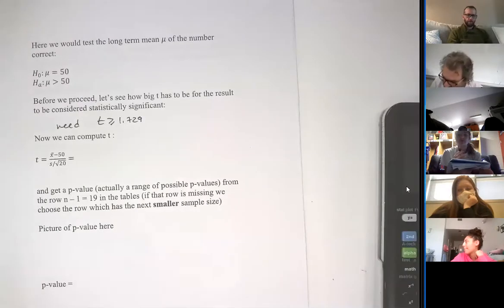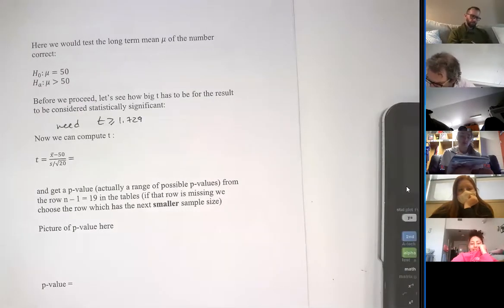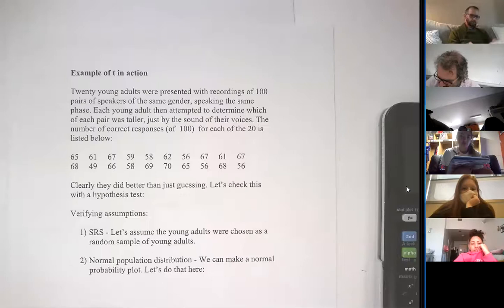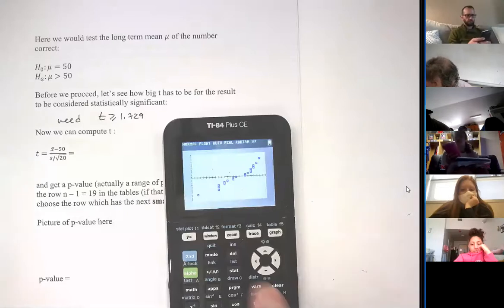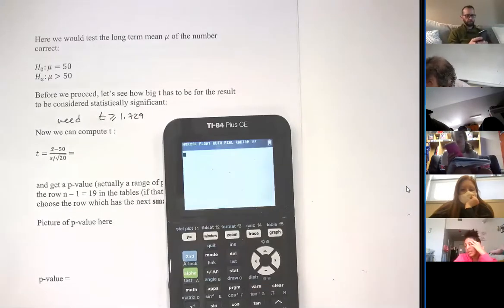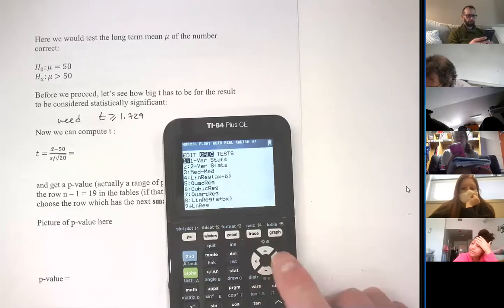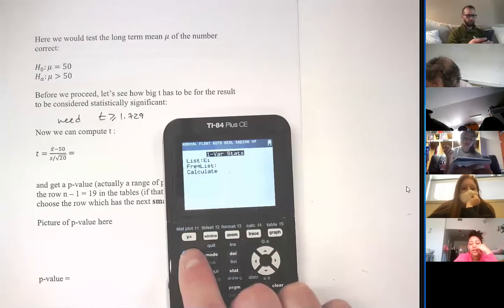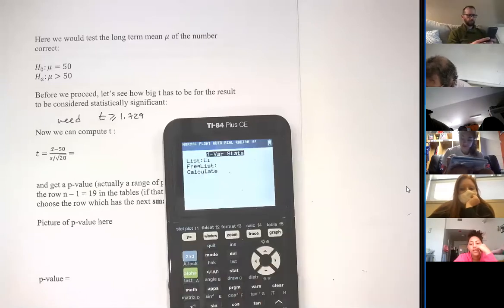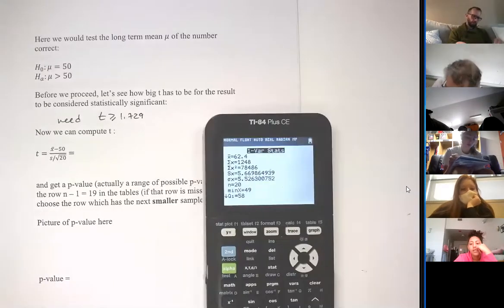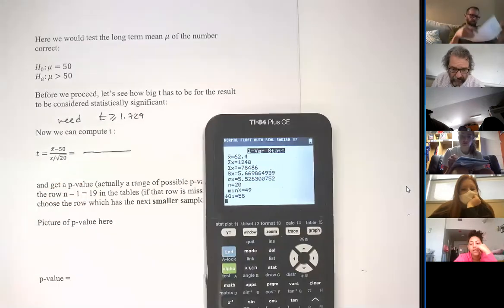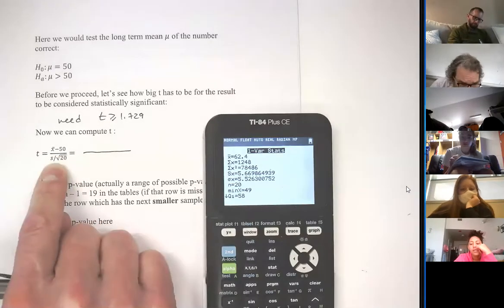So now we're to compute t. I need to know things. We haven't been given anything. So I need x bar and s. So luckily, I've already entered it in my calculator. So I'm going to go to stat calc, one variable, and I'm going to hit list one. Yeah, calculate. So there's the stuff I need. So I want to put that here. I'm over to Crystal. Can you help me fill in the quantities here off my calculator?